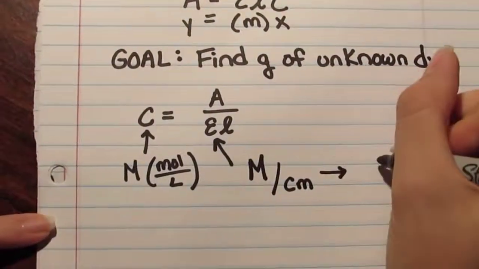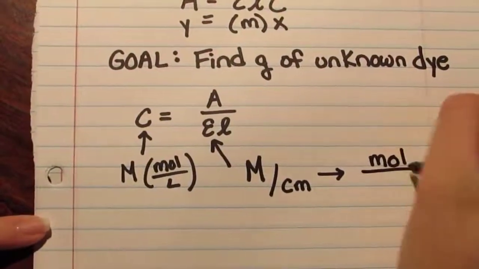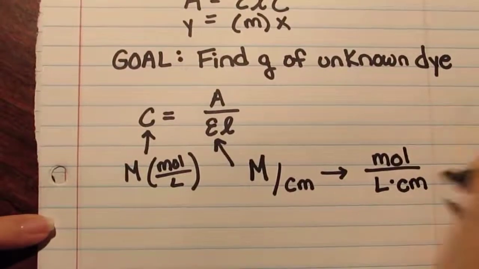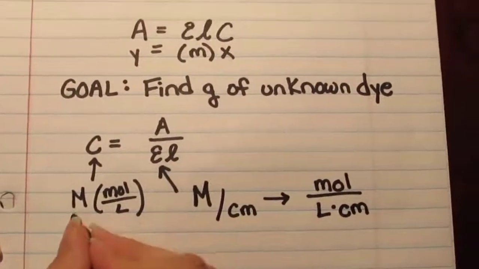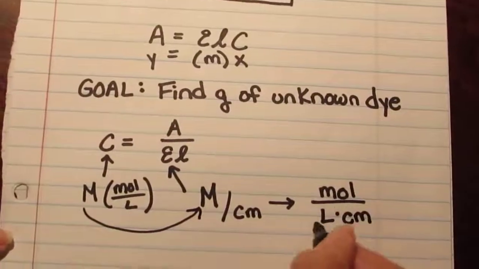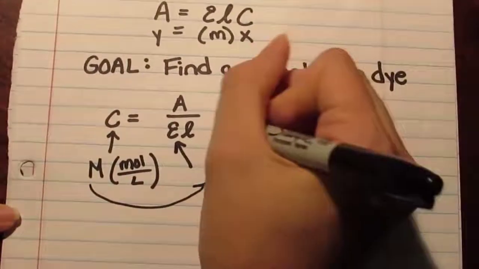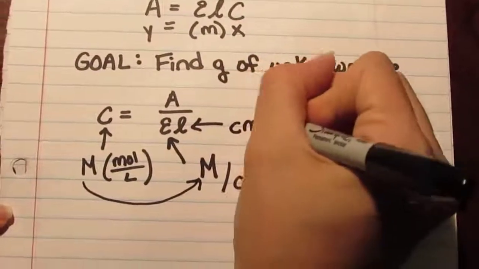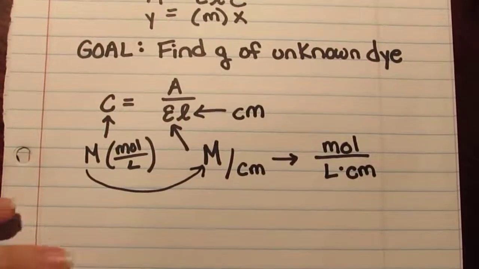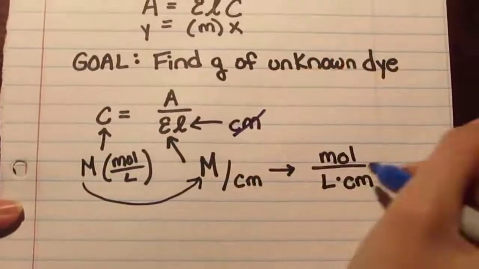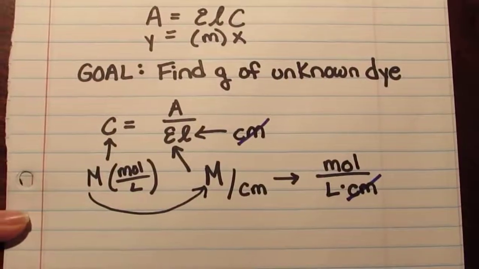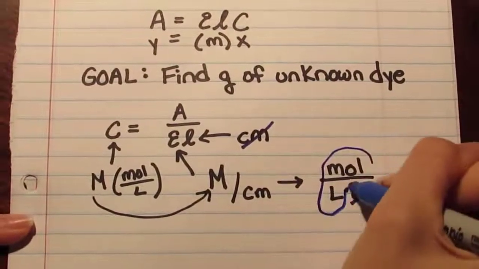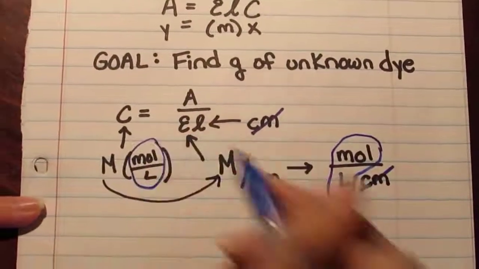which also looks like moles per liter times centimeter, because this molarity is the same thing here, the moles per liter. And our length was measured in centimeters. So you should be able to see here that the centimeters and the centimeters cancel out. What we're left with is this moles per liter, which is what we would expect for our concentration.